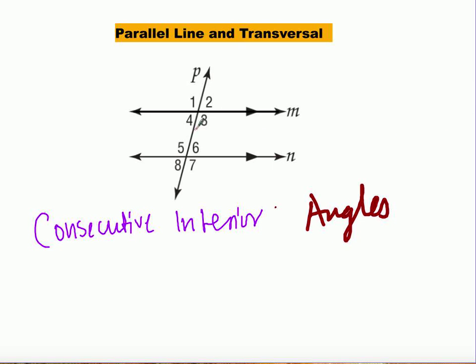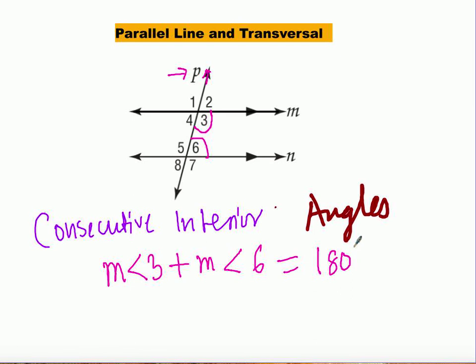So here we have angle 3, and consecutive in this case also means on the same side of this transversal P. So angle 3 and angle 6 are on the same side, the right hand side of this transversal P, and they're inside these two parallel lines. If I take the measure of angle 3 and add the measure of angle 6, that's going to give me 180. Why? Because they're supplementary. So you need to write this down: consecutive interior angles are supplementary.